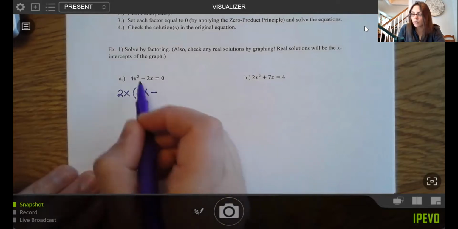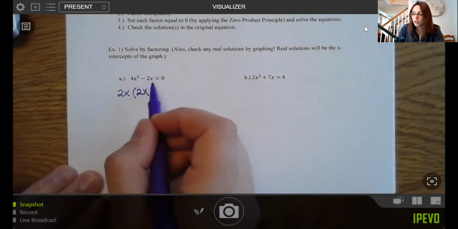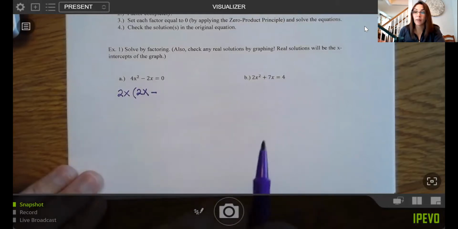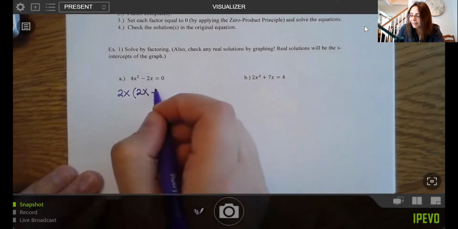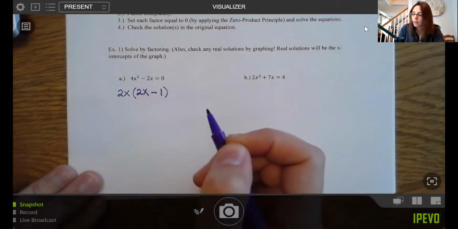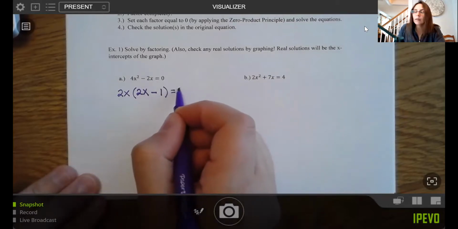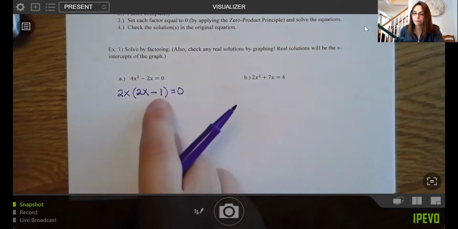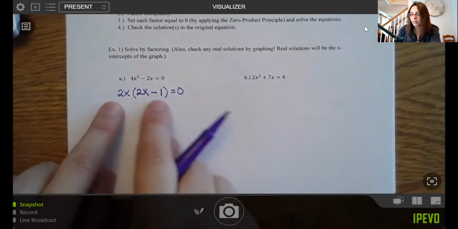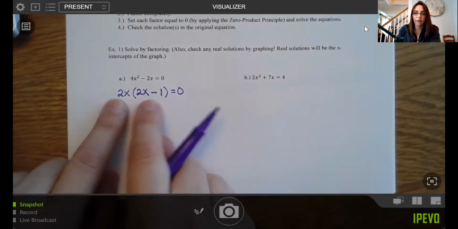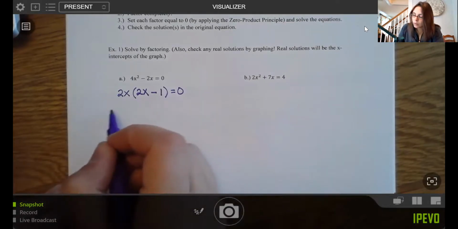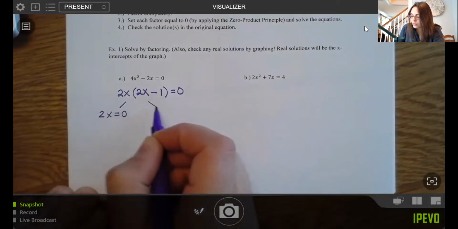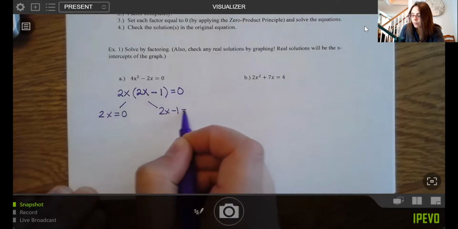Now, in the next group, you do need a placeholder there. So you may be saying, well, you took the whole 2x out, but there's always a factor of 1, right? Because 2 divided by 2 is 1. So if I have nothing, I can write that 1 in. I know we don't often write the 1 in, but if I have nothing there, I do need something, so I can put that 1. So now this is completely factored. I can't break either of these down any further. So what you do is you set each factor equal to 0 and solve.